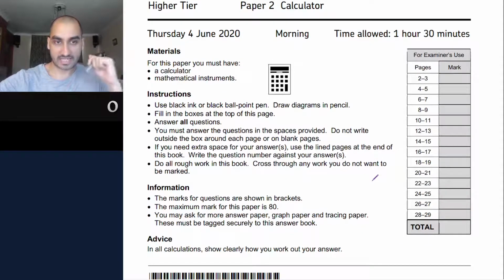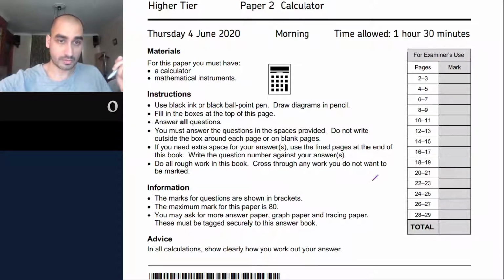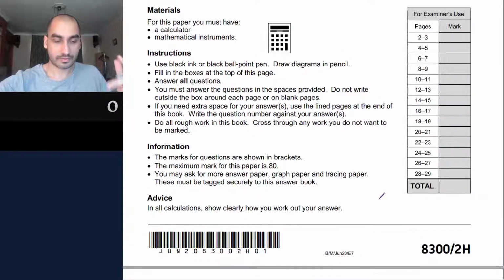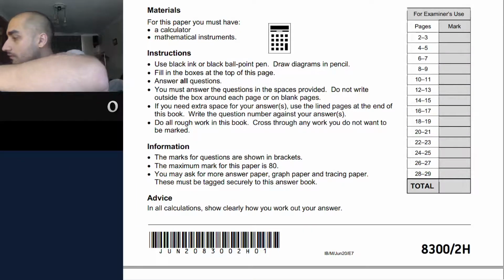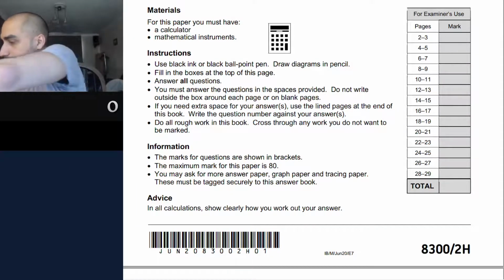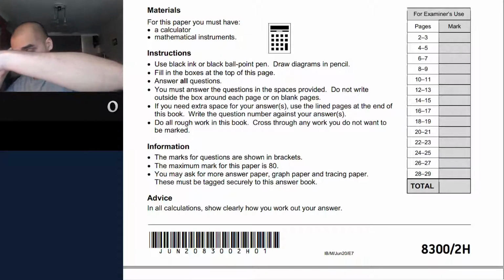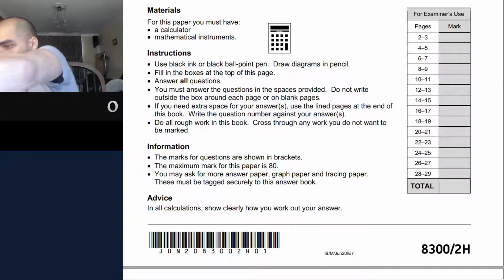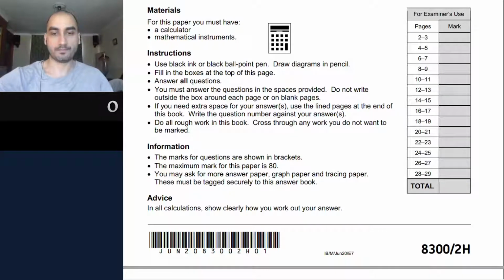Alright, you are allowed to calculate it, so I'm going to use Windows Calculator for this. I think it's good enough. It has sines and cosines and all that. Time allowed 1 hour 30 minutes. Use black ink. Alright. Ready? Let's begin. Start the timer.